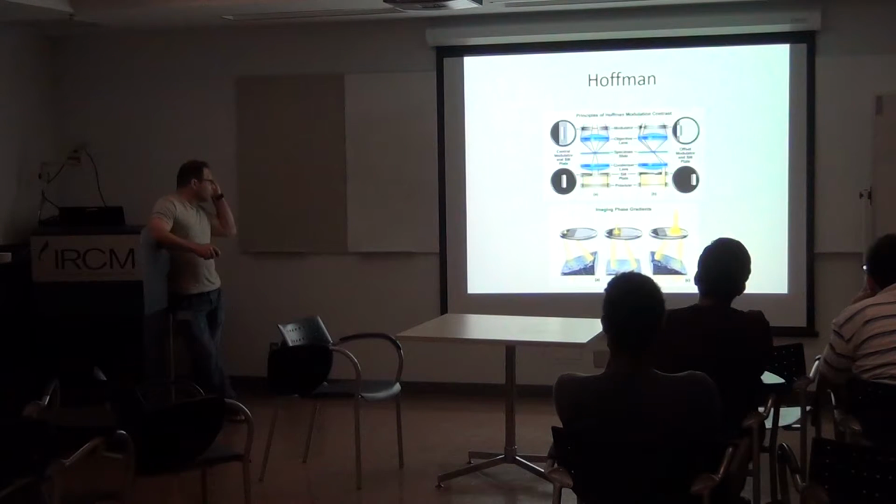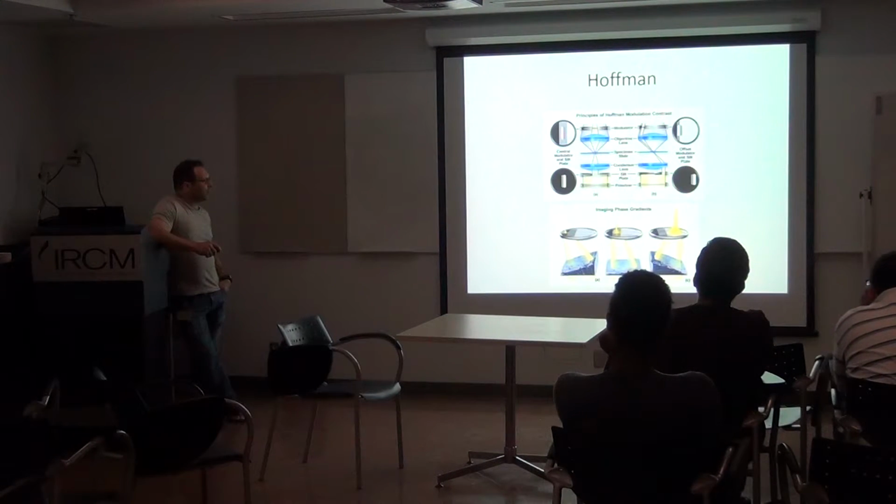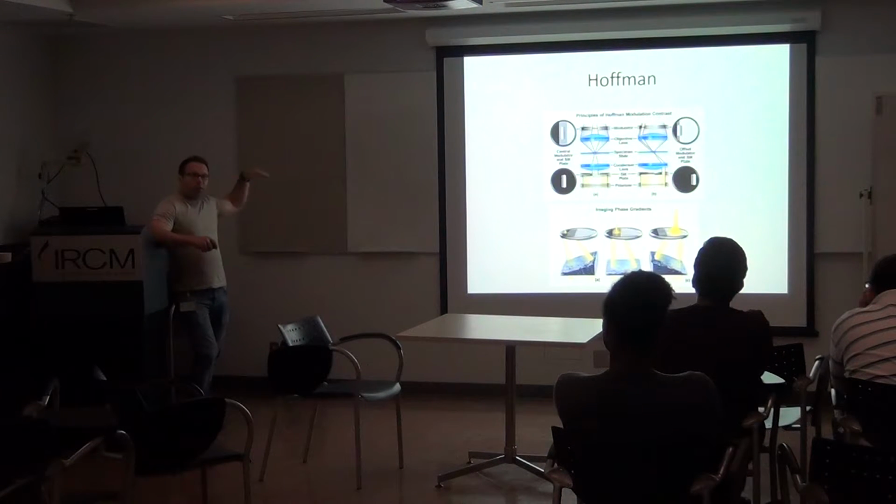Hoffman used a slit pattern, so the light will pass through here, and there's some window which has some pattern in it, and let's say here it would block the light, so the illumination is more from one side than the other.